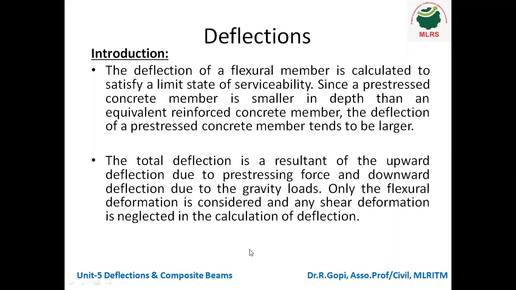So mainly deflection occurs in a flexural member only. What is meant by a flexural member? If you take a slab or a beam, these are all called flexural members. Whenever both compression and tension occur in a member, that member is called a flexural member.